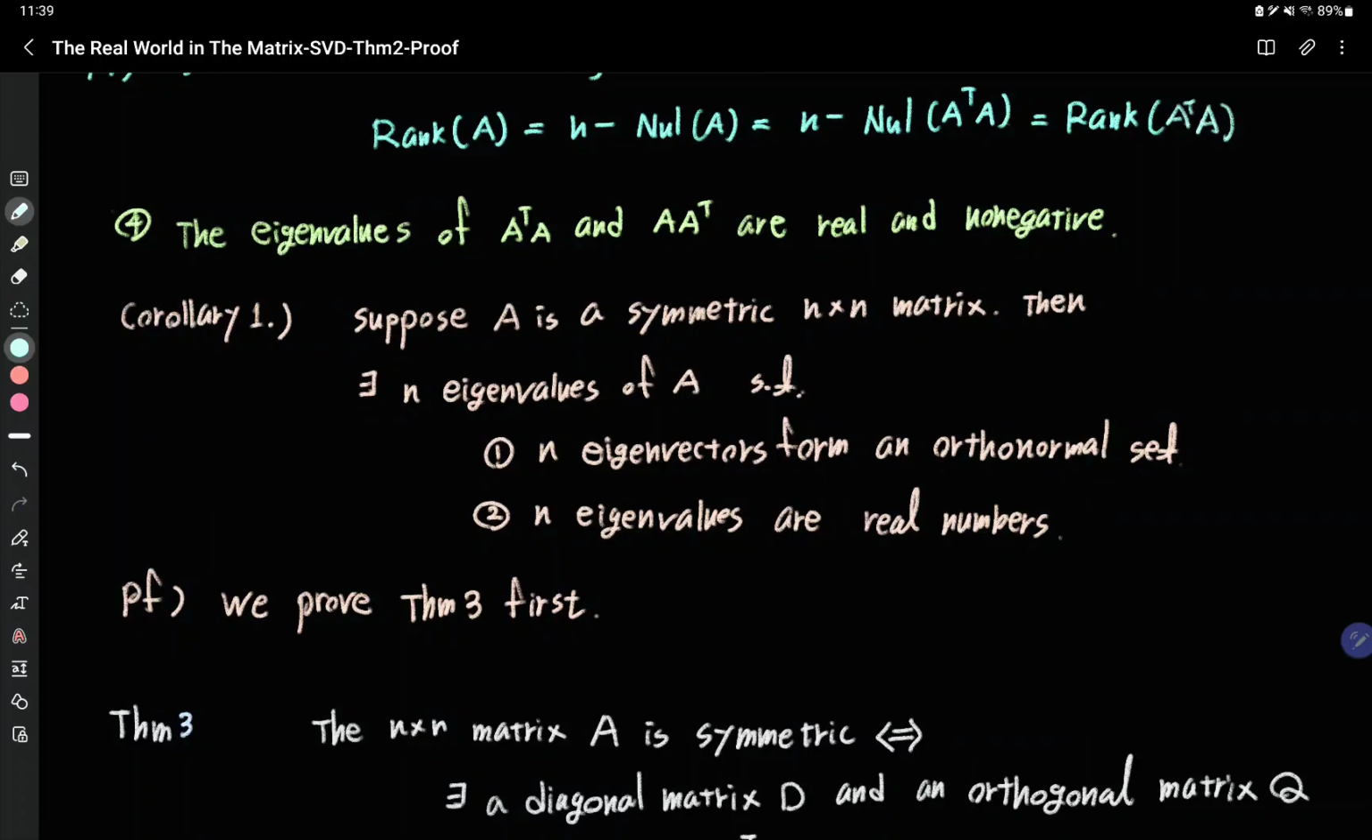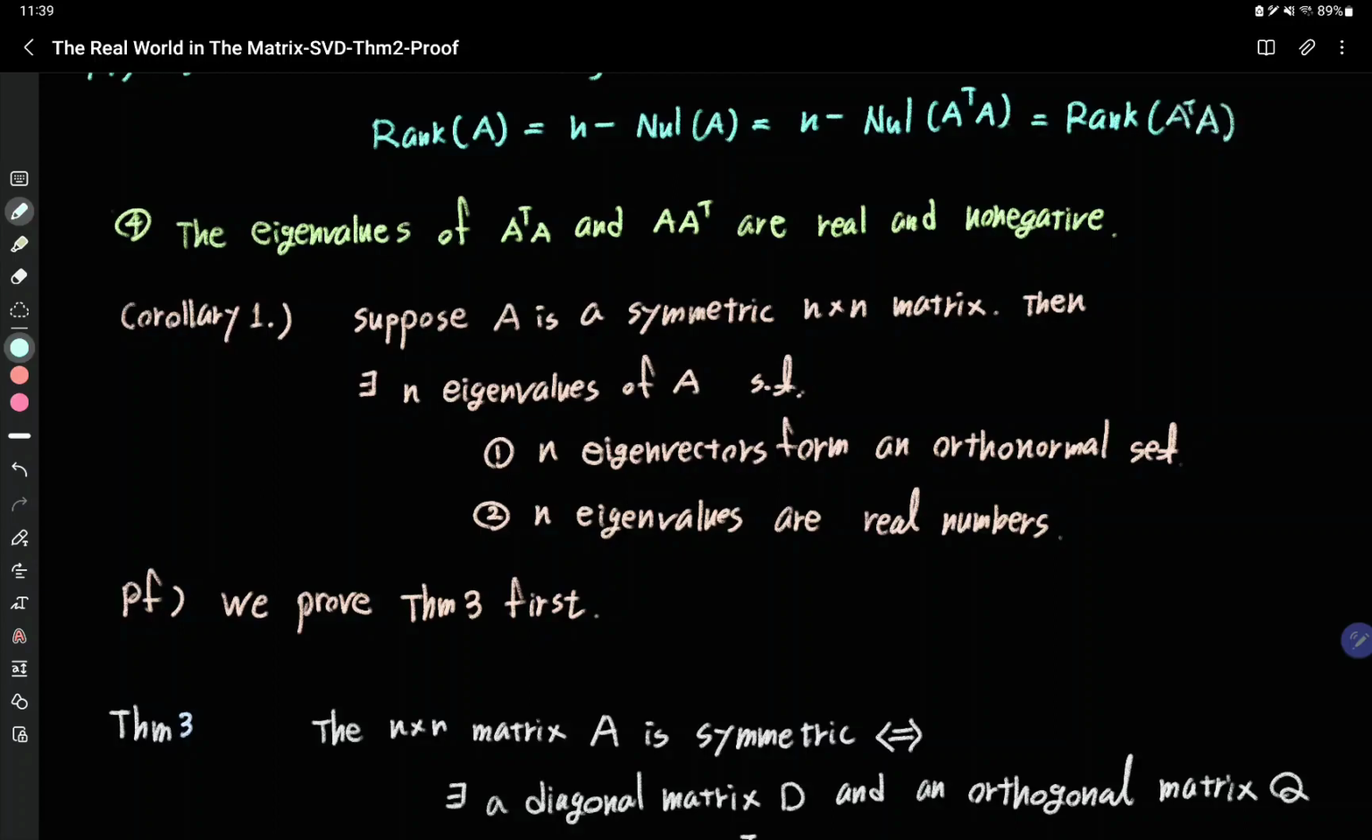Corollary 1: suppose A is a symmetric n by n matrix, then there exist n eigenvalues of matrix A, such that the n eigenvectors form an orthonormal set, and the n eigenvalues are real numbers. We replace A by A transpose A and A A transpose, because A transpose A and A times A transpose are symmetric, right? We just proved that. So if this is true, then these two matrices have n eigenvalues, which are real numbers.